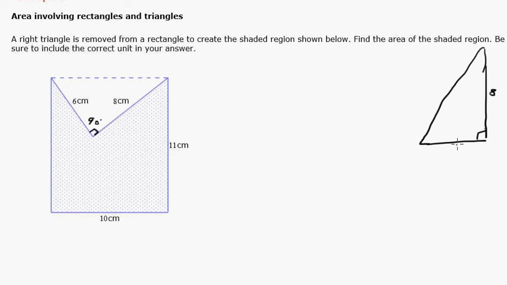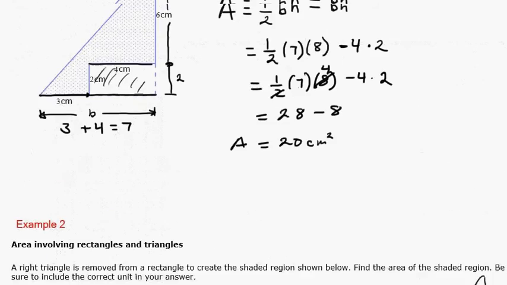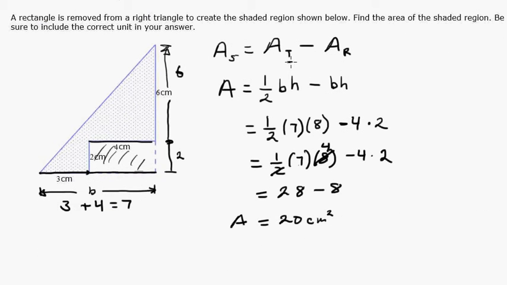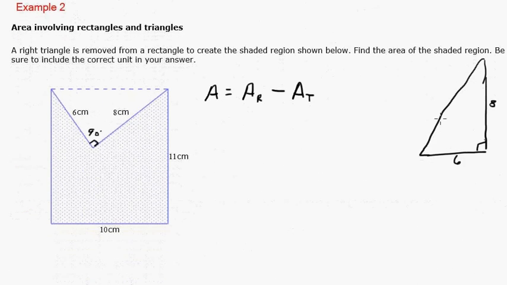base would be 6. Okay, so once again, we have a rectangle, so the area is equal to the area of the, it's the other way around this time, area of the rectangle minus the area of the triangle. Notice up here, it was the area of the triangle minus the area of the rectangle, because we're cutting out the rectangle. But right here, we're cutting out the triangle, right? Think of it as cutting it out.